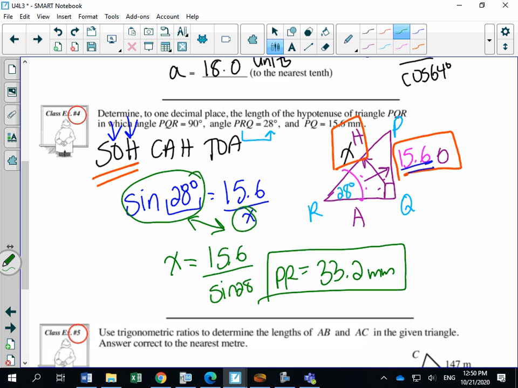At the end of the day, if you wrote on a test x is equal to 33.2 millimeters, you would not lose any marks if you didn't say PR. It's just a good habit to get into, because by the time we get to lesson 5, I'm going to have 2 different triangles stuck together, and you're going to be solving multiple things. So you want to really be able to tell me what side it is we're talking about. Okay?